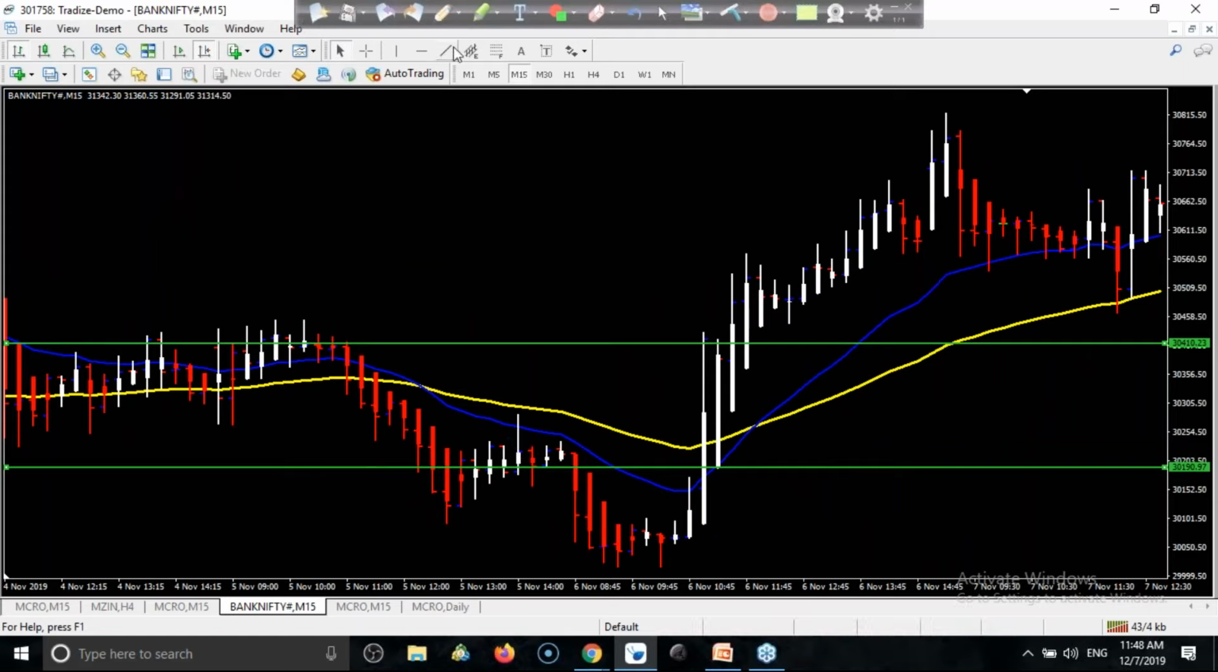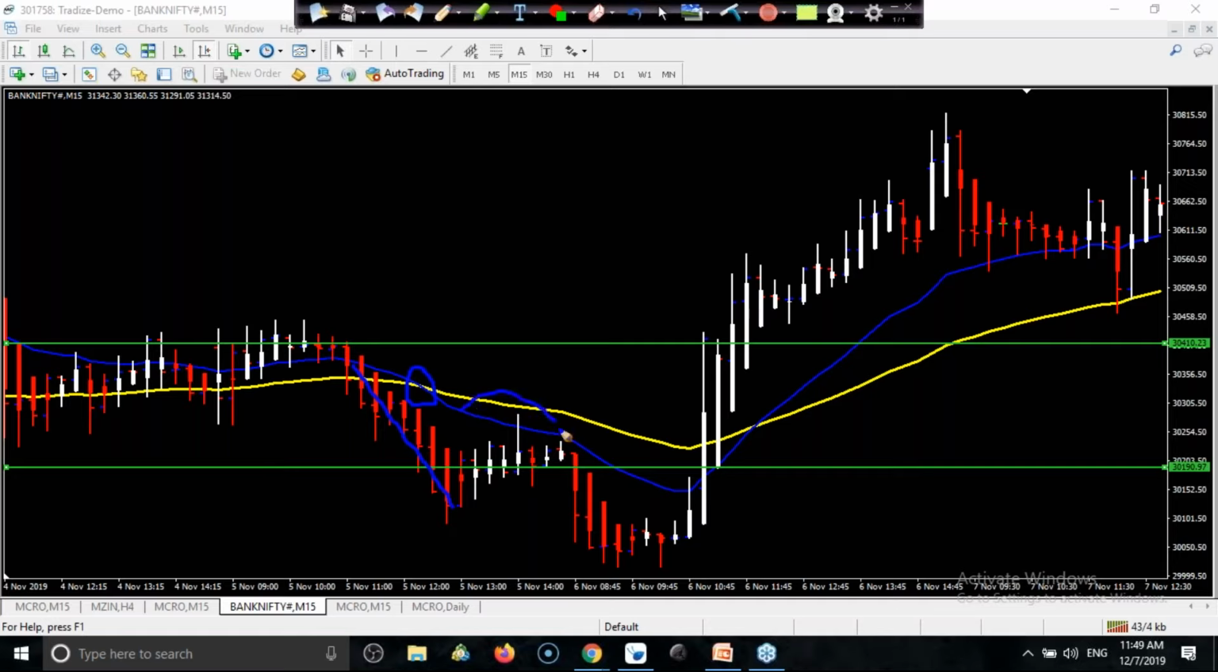First we have seen price drop from this area and now the moving averages cross each other, the 20 moving average running below the 50 moving average. Now we are ready to sell.